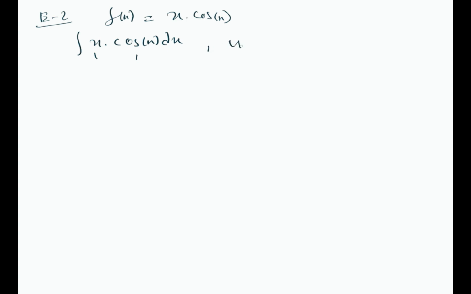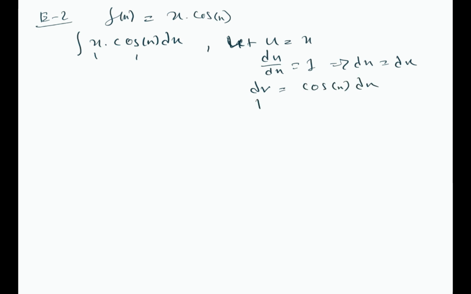That is why let u is equal to x, because this is the algebraic function. So du/dx would be 1. Therefore we can write du is equal to dx, right? And our dv is equal to cos of x dx.